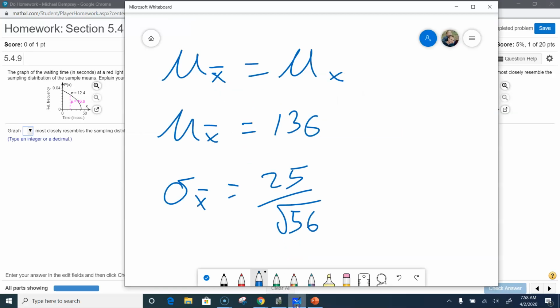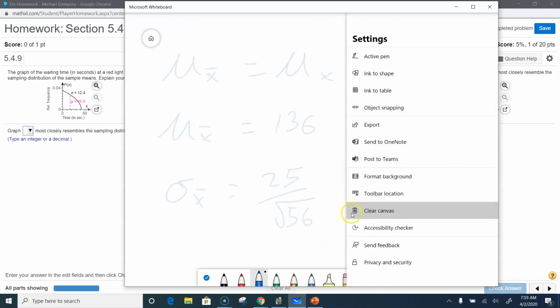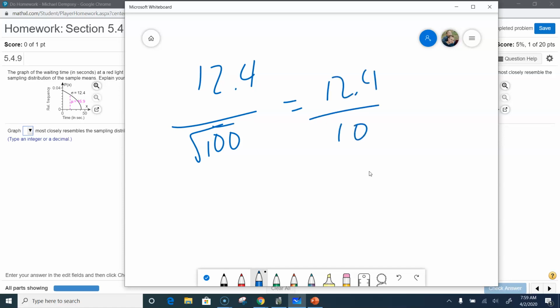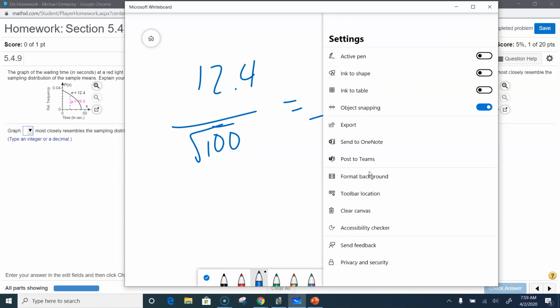Where did they get that? Well, they took the 12.4, right? The population standard deviation was 12.4, and they divided by the square root of 100. So they had 12.4 divided by 10. That's 1.24.